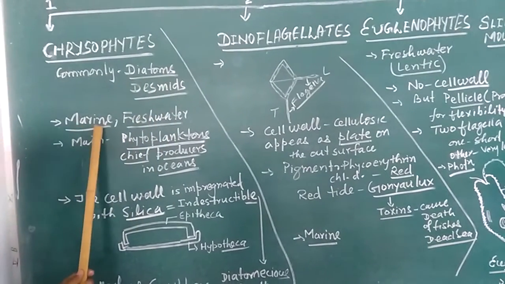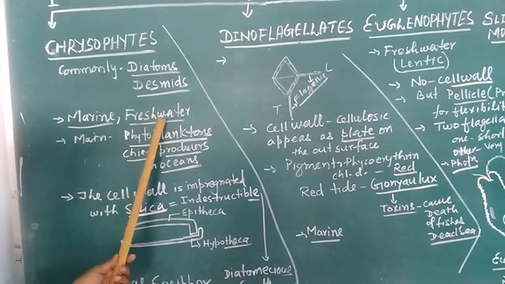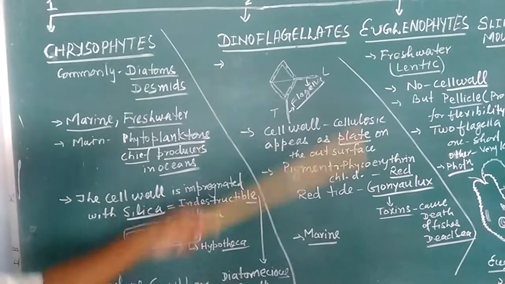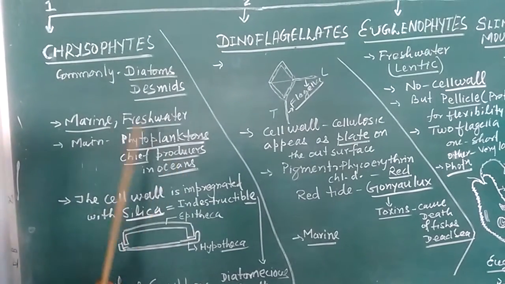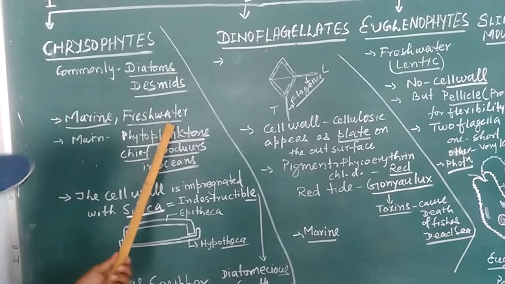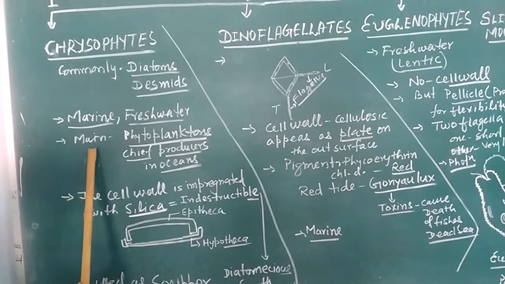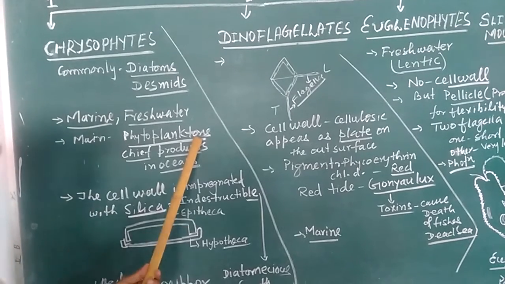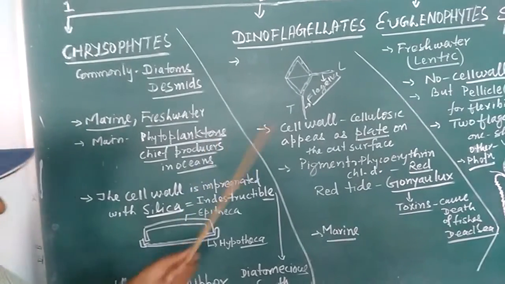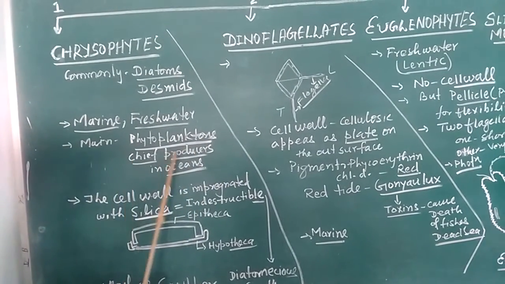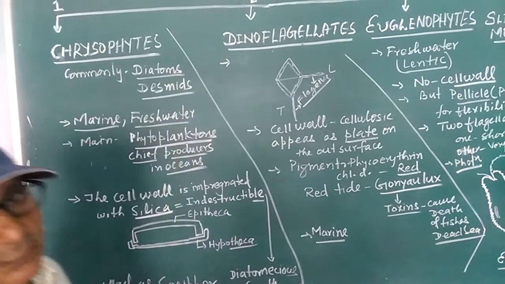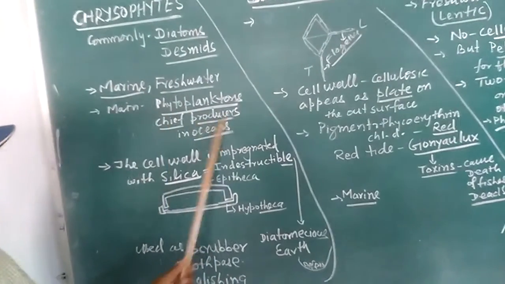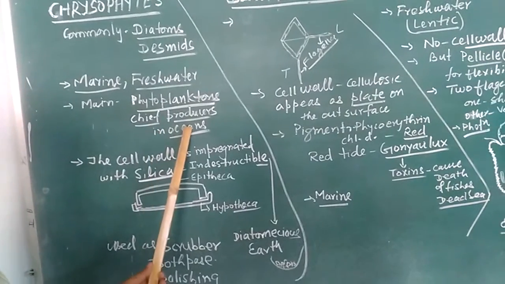They are found in marine as well as freshwater habitats. Exclusively they all are aquatic. So life begins in water. Mainly they are called phytoplankton. They swim passively on the surface of water or with the help of flagella. They are chief producers; ecologically, you know, they produce food for everyone. So they are chiefly producers in oceans.